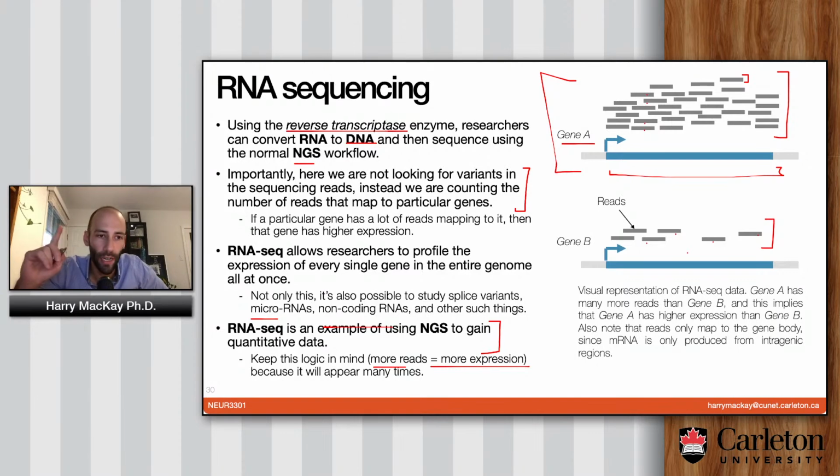And RNA-seq, I should point out, is also a lot cheaper than whole genome sequencing, because RNA sequencing is kind of like a type of exome sequencing. RNA is made of exons, or mature mRNA is made of exons. So you're only looking at a very small part of the genome to get this kind of data.